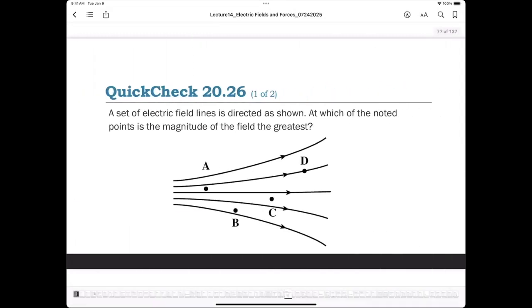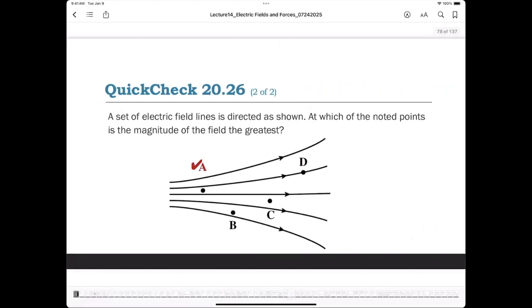Okay, let's talk about this one. A set of electric field lines is directed as shown. At which of the noted points is the magnitude of the field the greatest? We talked about that. If the electric field lines are closer, the magnitude of the field will be greater. Does it make sense to you? So the answer is obvious, A. Am I right?